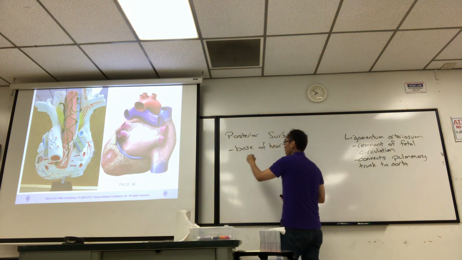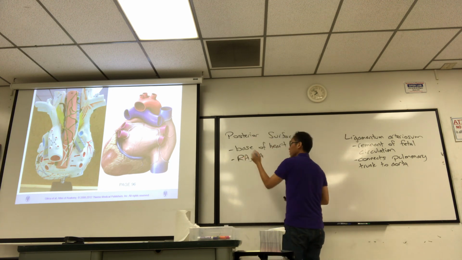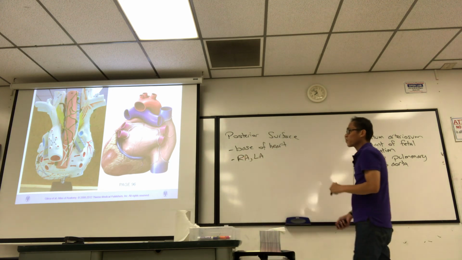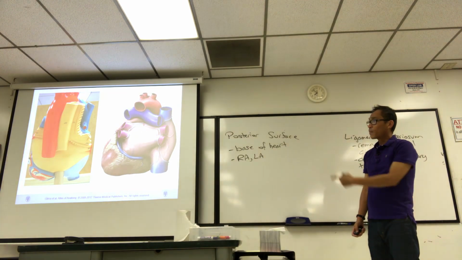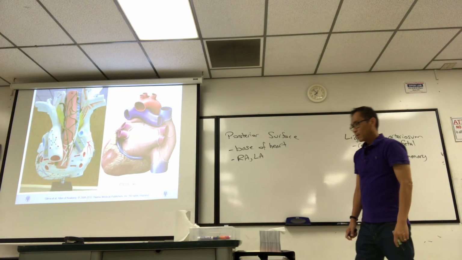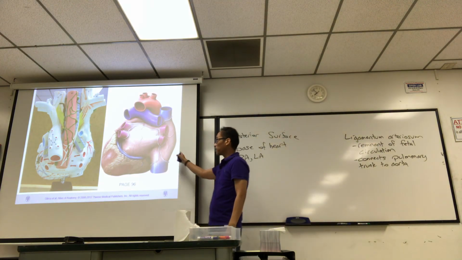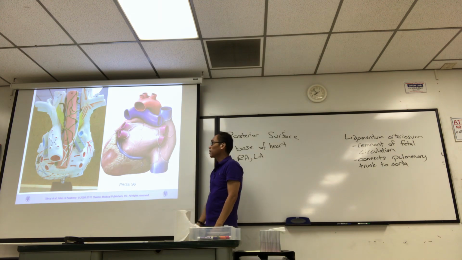So basically you're looking at RA, LA. That's basically all you can see back there. Now on our models, there's other things in the mediastinum, like the trachea and the esophagus. Well, you don't need to worry about that. On this picture, it's just the heart.